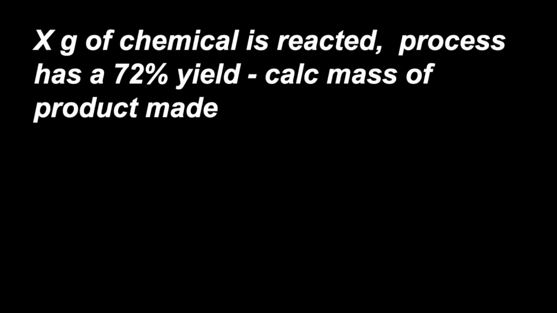A couple of slides on percentage yield. So let's suppose X grams of chemical is reacted. The process has that yield, 72%. Calculate the mass of the product that's going to be made.